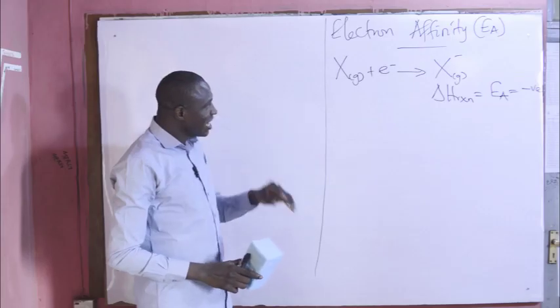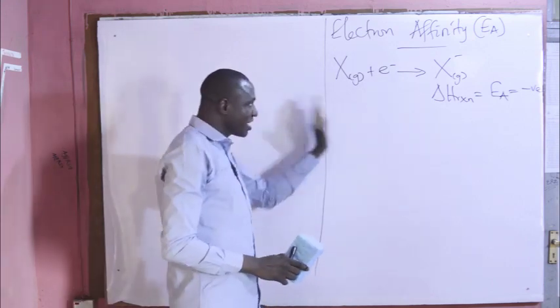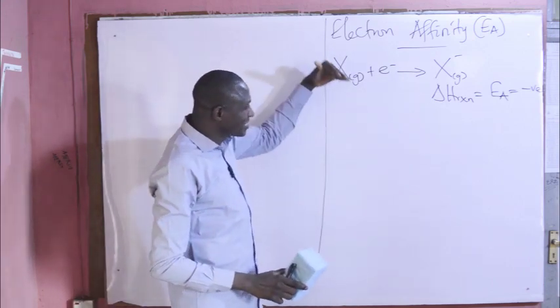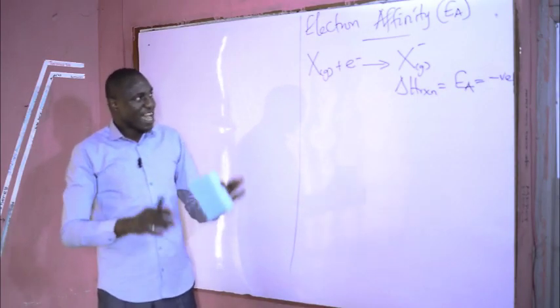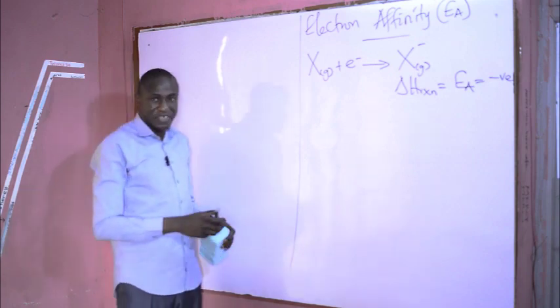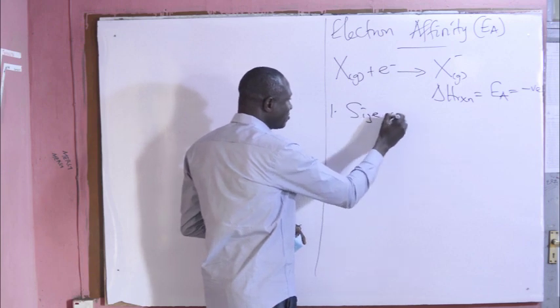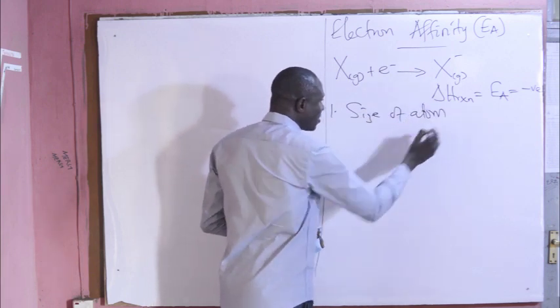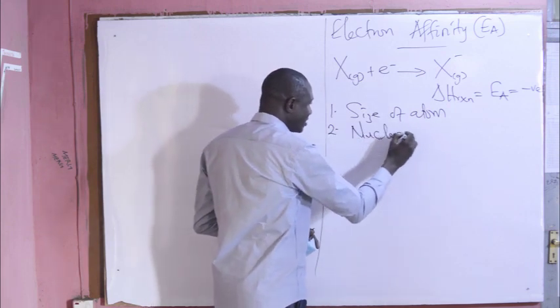But generally, electron affinity increases across the period from left to right in the periodic table and decreases down the group from top to bottom as well. And these trends are dependent on two factors, as I mentioned earlier. Those factors are the size of atom, what you also refer to as atomic size, and the other factor is nuclear charge.